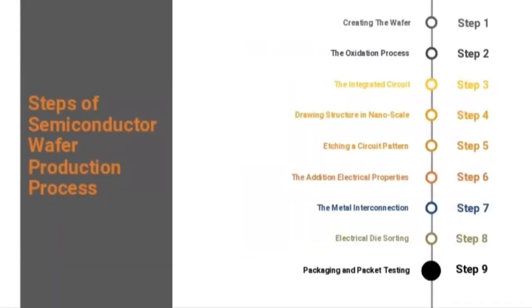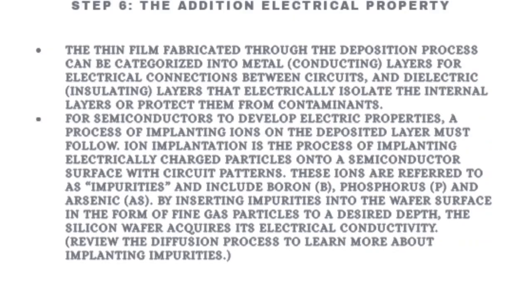Step 6. The addition of electrical properties. The thin film fabricated through the deposition process can be categorized into a metal conducting layer for electrical connection between circuits, and a dielectric insulating layer that electrically isolates the internal layers or protects them from contaminants.